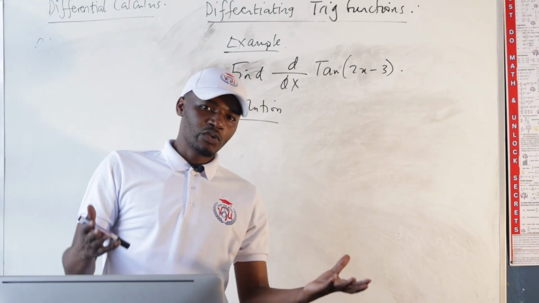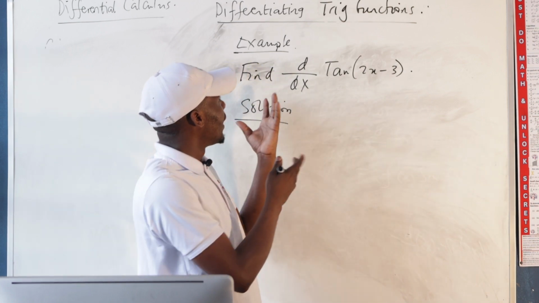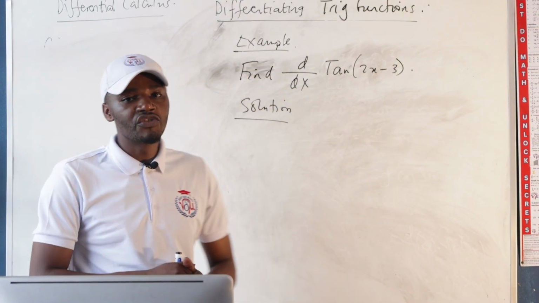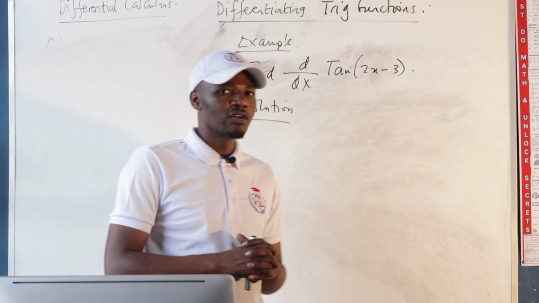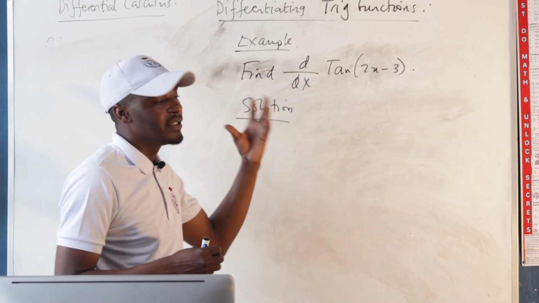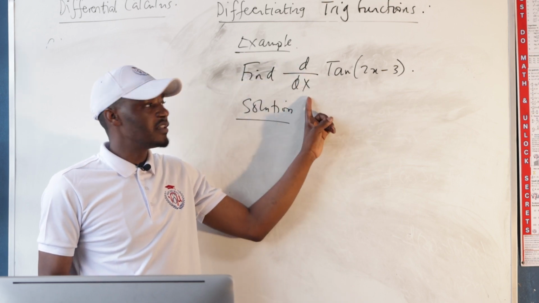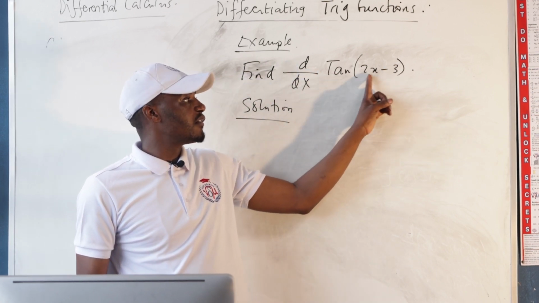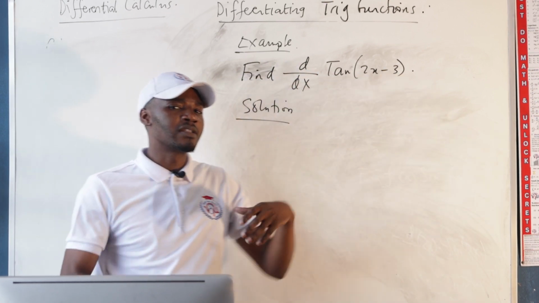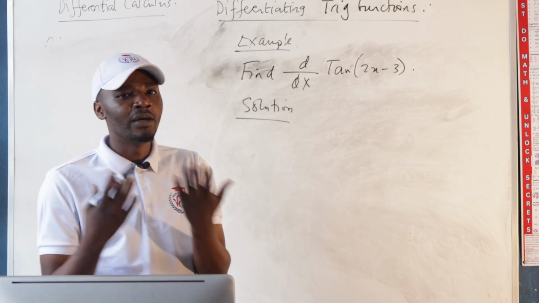Okay, so we're going to extend our understanding within this chapter for differentiating trig functions. So far, we're going to take a closer look at how we differentiate tan of a certain function. Like in this case, the question reads, find the derivative of tan of 2x minus 3 with respect to x. How are we going to differentiate tan of 2x minus 3 with respect to x?